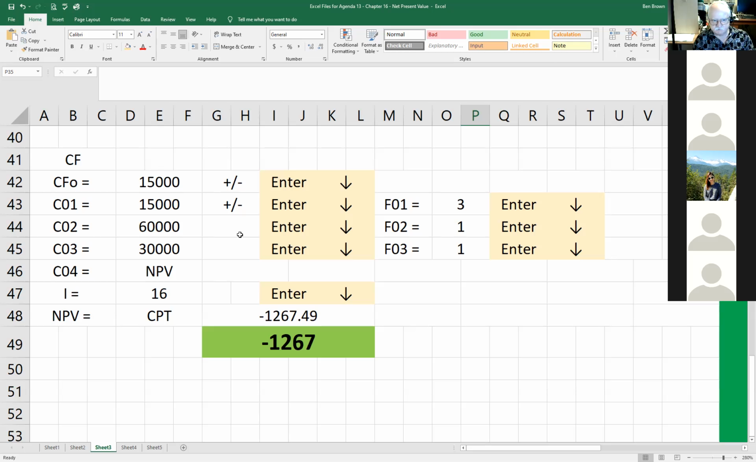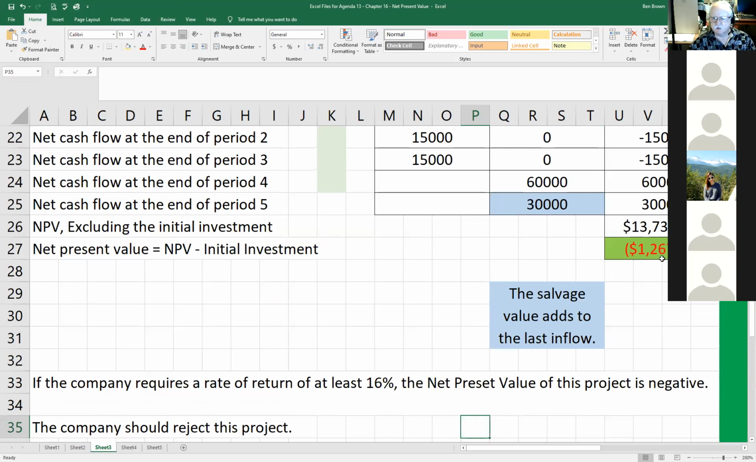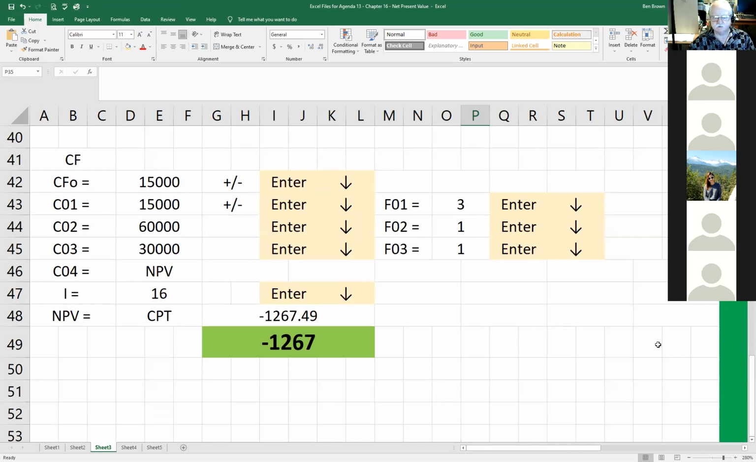Now it wants to know the interest rate. It's 16, enter, down. And now we have to compute the net present value, compute, and we get negative 1267.48677, which we round to 1267, which is basically what we got up here. In fact, exactly.